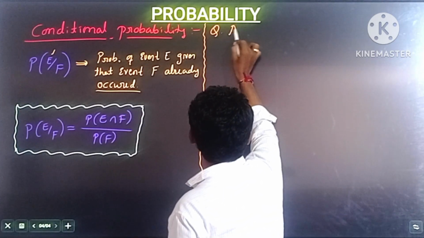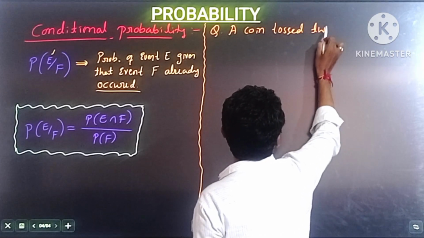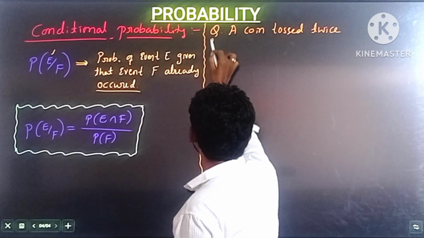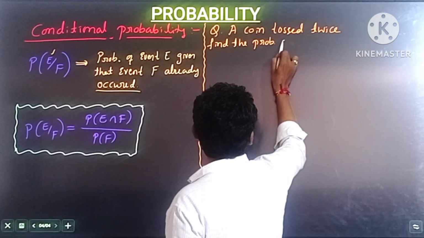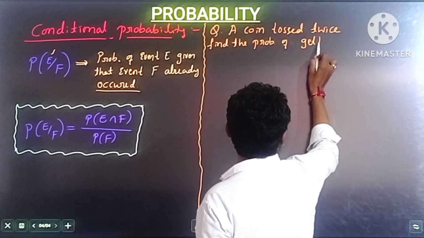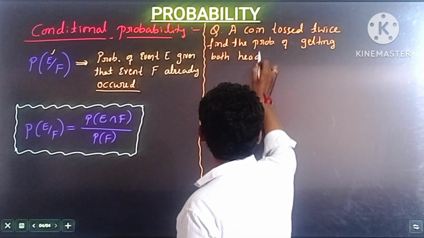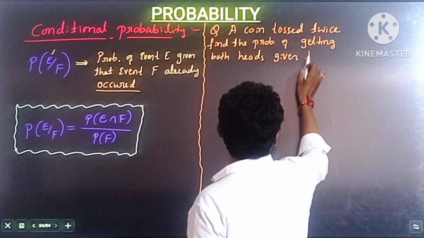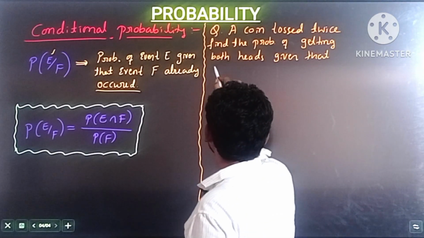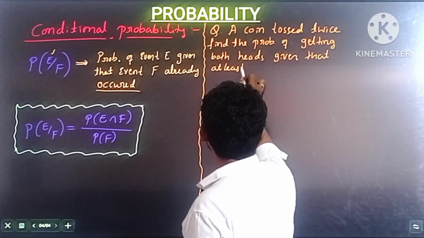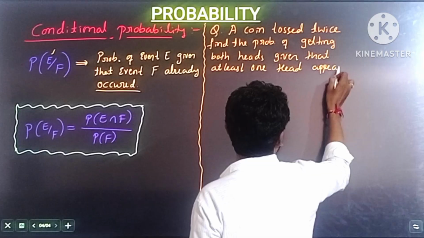Suppose a coin is tossed twice, and find the probability of getting both heads given that at least one head appears.